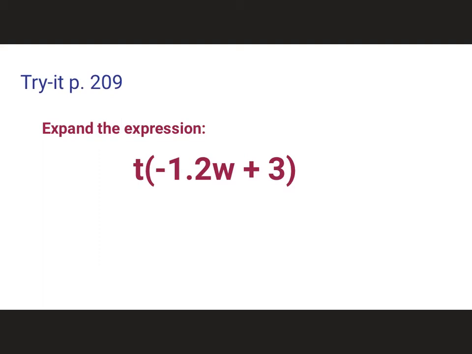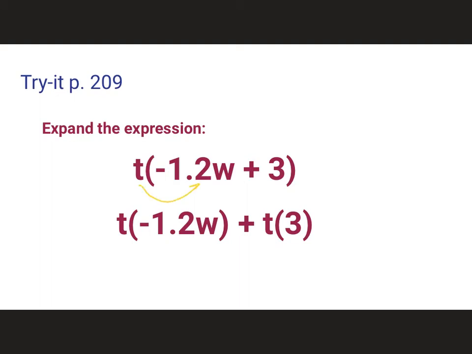So let's do this one here. We are going to multiply the letter. This is your Try It on page 209. You're going to multiply t by each of the terms in the parentheses. So I have t times negative 1.2w and t times 3.